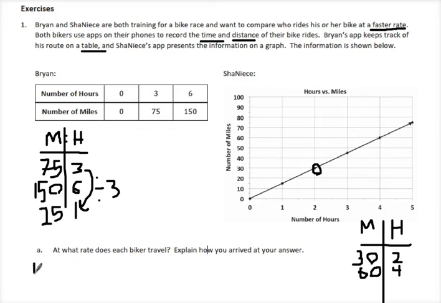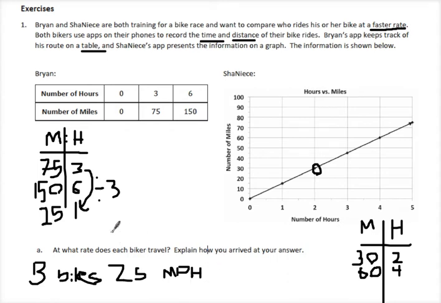So Brian bikes 25 miles per hour. Please write better than I am. I'm writing this using my computer trackpad. It's not so good. Bikes 25 miles per hour.